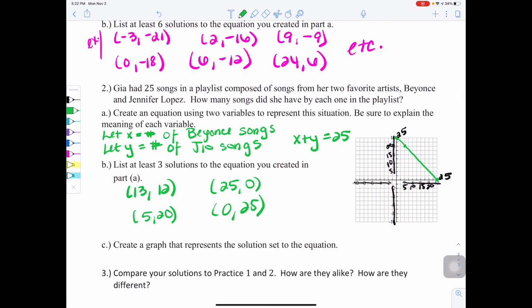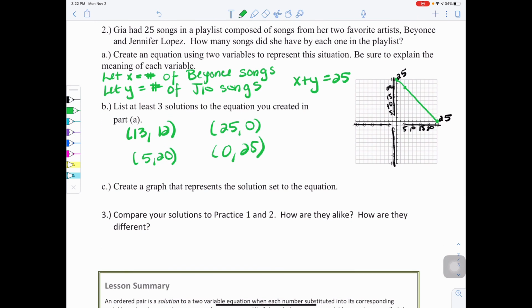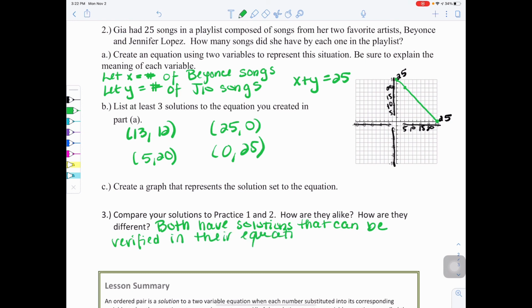Now, couple of things here that you're going to talk about in question 3. Compare your solutions to practice 1 and 2. How are they alike? How are they different? Okay, they both have solutions that can be verified in their equation. That's really all they have in common. We were more about the differences here.